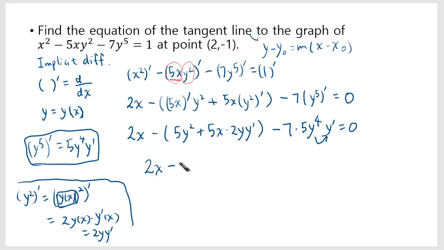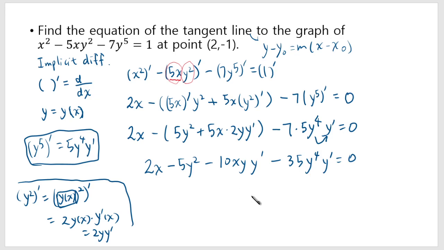2x minus 5y squared minus 5 times 2 is 10, so 10xy y prime minus 7 times 5 is 35 y to the fourth y prime equal to 0. Okay.